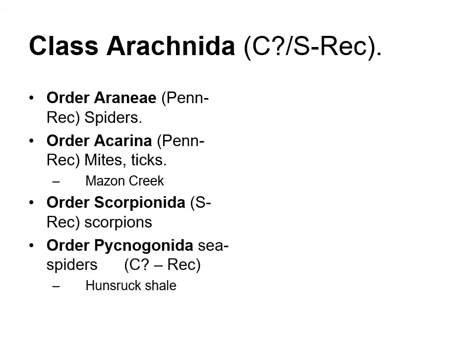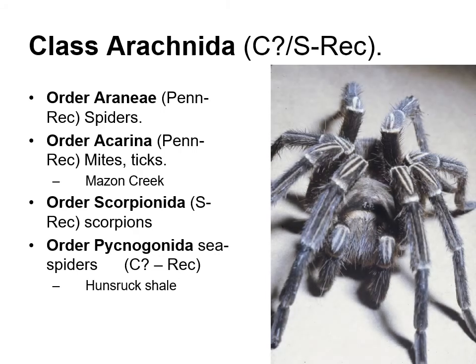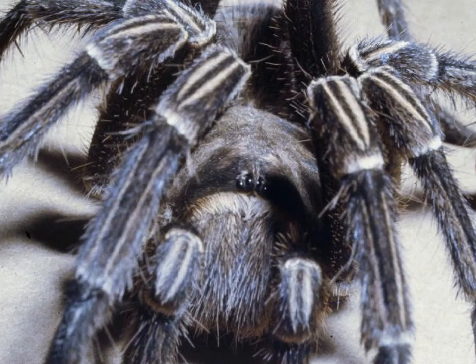And order Pycnogonida, which are our sea spiders from the Cambrian, possibly again Silurian, definitely onward. And these are from the Hunsrück Shale. So this is what we mean by the preoral appendage. You can see, I know most of you are not appreciating looking at this right now, but you can see it has the 8 legs and then those preoral, or the kind of preoral appendages to those smaller little guys. Let's get a better look at that guy. There you go.